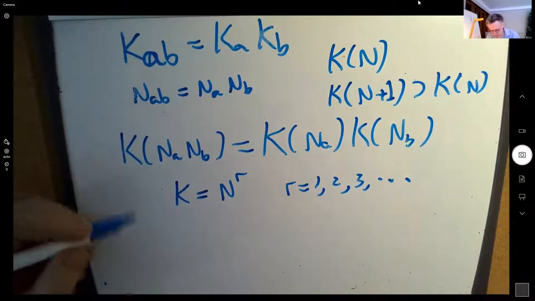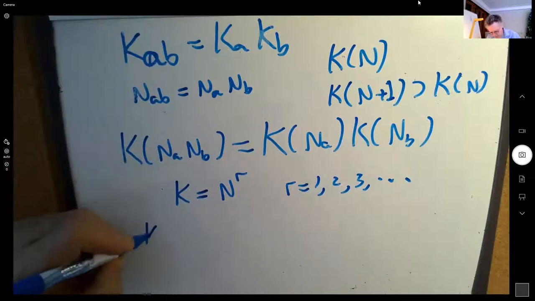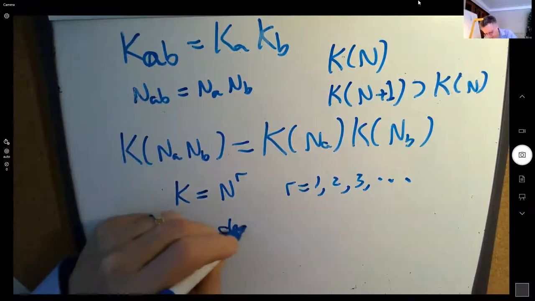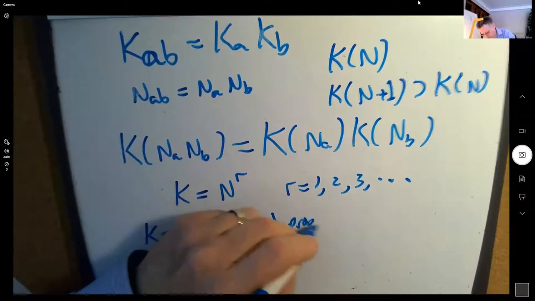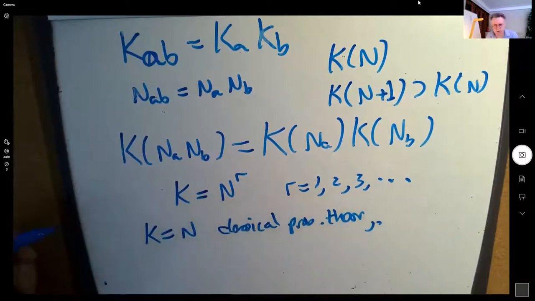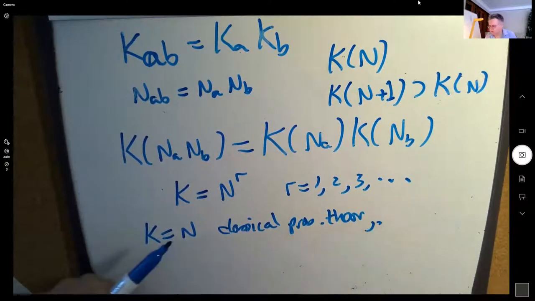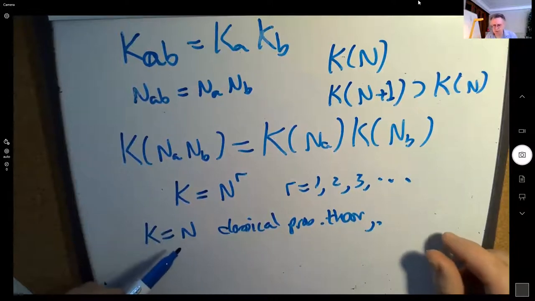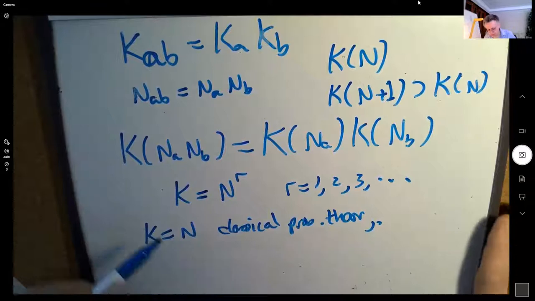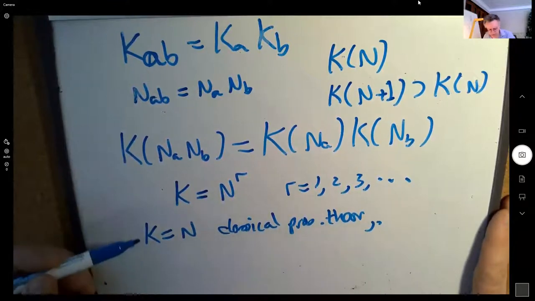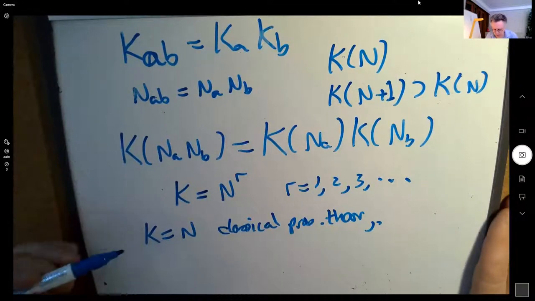And now let's consider some cases in this hierarchy. The first case, K equals N, so that's where R equals one, is classical probability theory. I gave you one example where you had a classical bit, with two distinguishable states, and the number of probabilities you require in your list is two. But this works in general. If you have N distinguishable states, then the number of probabilities you require is one for each of those distinguishable states. So K is equal to N.